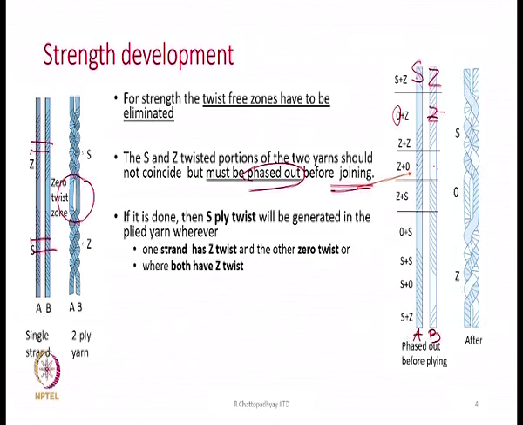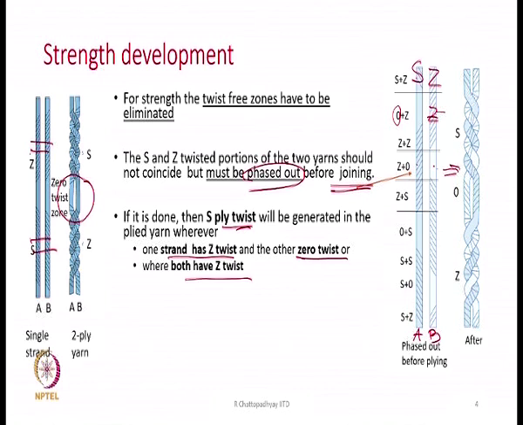If we can achieve this, that is, before we allow them to roll over each other, if we can shift the two yarns, we call it phase shift, and then allow them to untwist and roll over each other in order to generate ply twist, then we will find that ply twist will be there wherever one strand is having Z twist and the other is having 0 twist, or wherever both of them have Z twist.